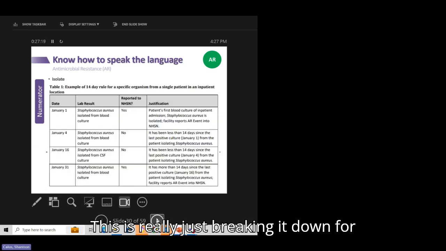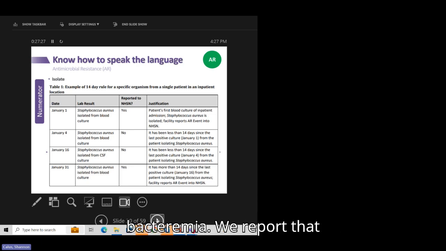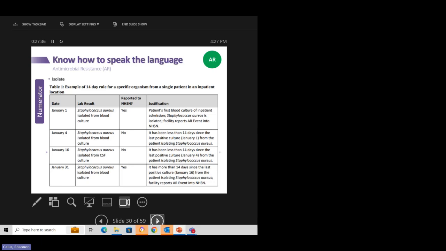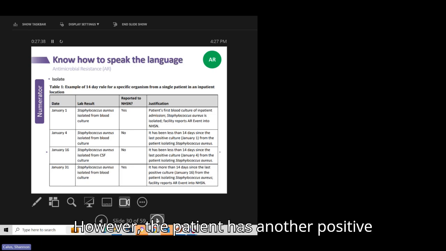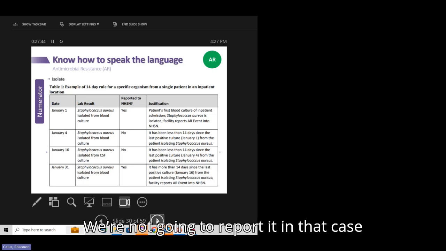This is really just breaking it down for the invasive species. So again, that 14-day rule. So we see on January 1st, we have a patient with Staph aureus bacteremia. We report that isolate because it's invasive and it's an organism that we care about, and we had susceptibility data performed on it. However, the patient has another positive blood culture with the same organism. So again, invasive source, same organism. We're not going to report it in that case because it hasn't been more than 2 weeks in between that and the last positive.